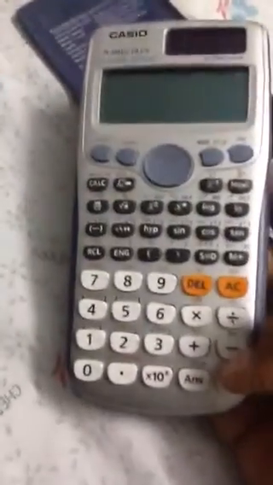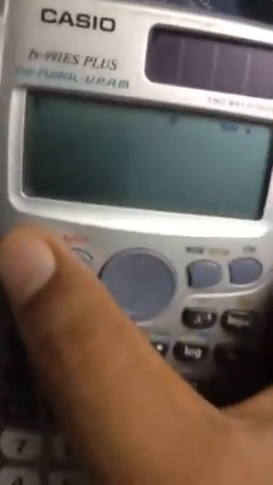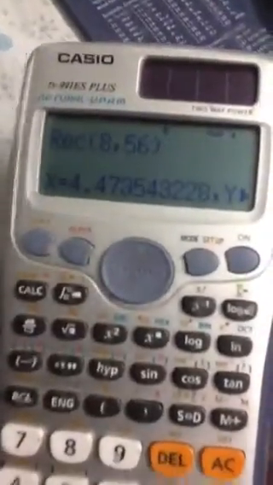The next thing I'm going to do is to find out the rectangular form of an r theta. As you can see, the rectangular is above the minus symbol, so we press shift once and then we press this. So now rectangular off. Now I enter the radius 8 and I separate it with a comma, and now I enter the angle 56. And I press equal to. So now I get the value of x and y.